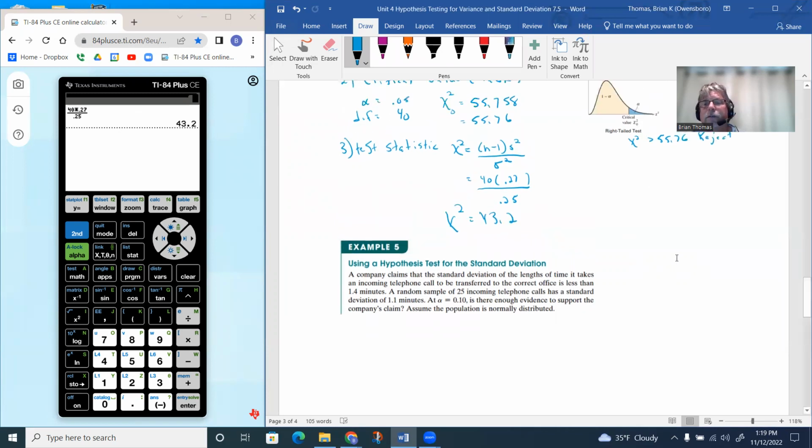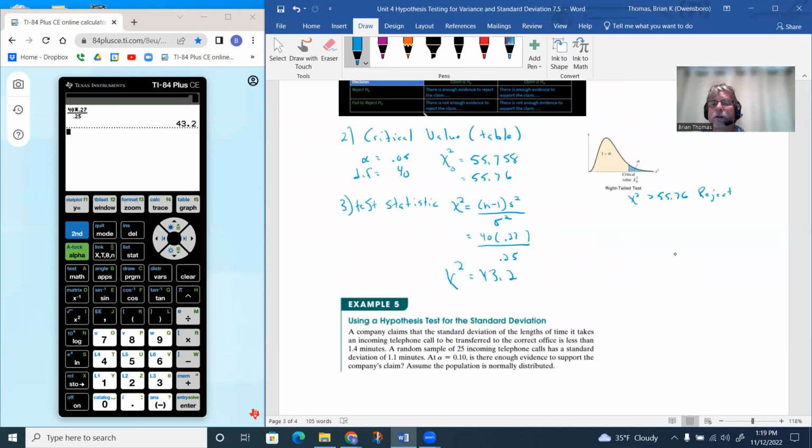Looking at our graph, here's 0 over here. Does 43.2 go out past 55.76? It would actually fall short. So 43.2 is going to fall in the non-rejection region. This is going to tell us to fail to reject. So we're going to fail to reject the null hypothesis.